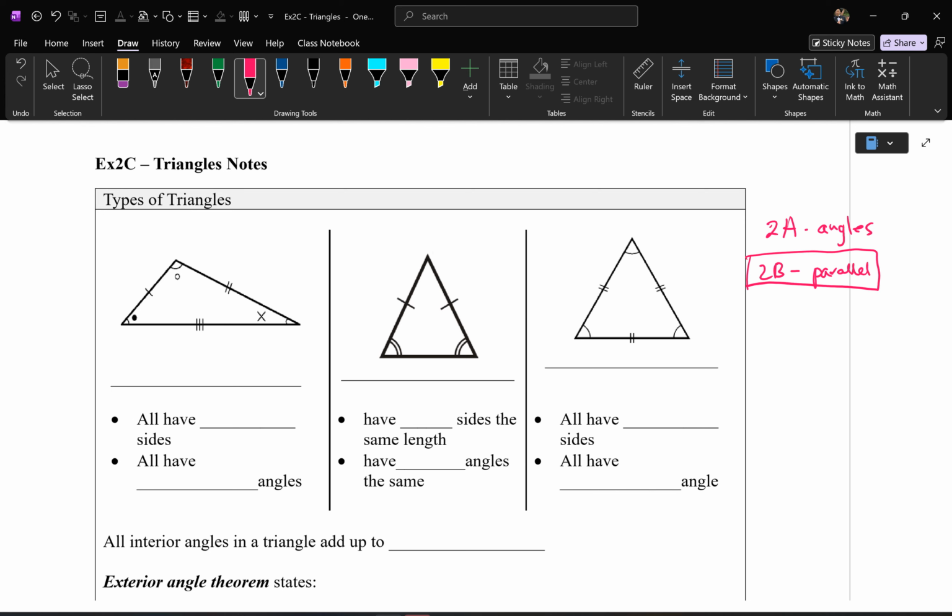This is the hardest. If you're still struggling with this one, that's okay. Don't spend too long on it. Maybe move on to 2C to build some confidence and then come back, because 2B is one of the hardest ones to understand and memorize. 2C today is a lot easier.